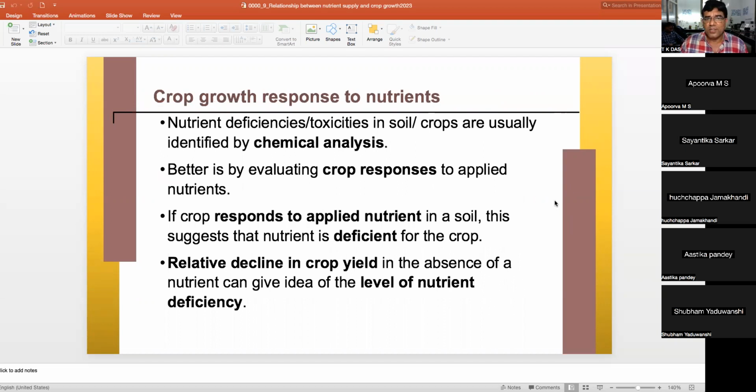Nutrient deficiencies or toxicity in soil and crops are usually identified by chemical analysis. You can do chemical analysis of the plant. Better is evaluating crop response to applied nutrient. Just knowing the critical concentration is not enough. We need to apply the nutrients into the soil so that we can see the response. What would be the optimum level of nutrient? If the crop responds to applied nutrient in a soil, this suggests that the nutrient is deficient for the crop. Relative decline in crop yield in the absence of a nutrient can give an idea of the level of nutrient deficiency.